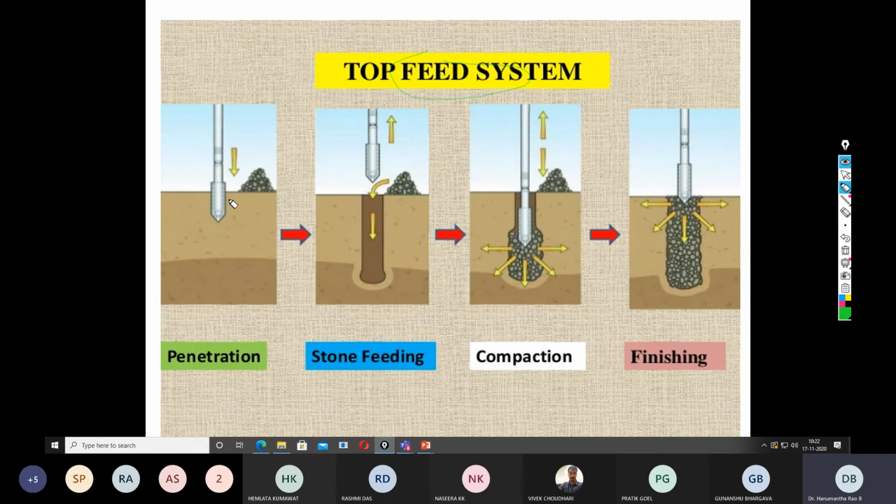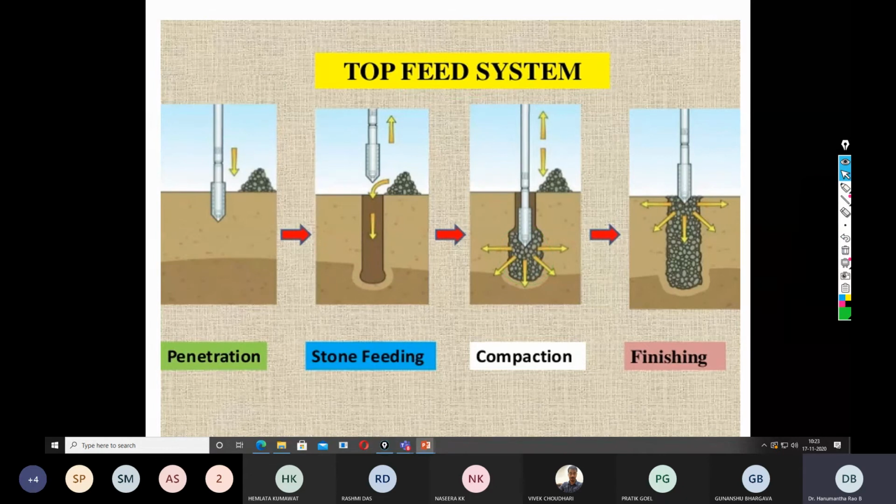First we drive the probe up to the desired depth, and we keep on pouring the backfill material from the top. First to the bottom, and again compact it. Because of the compaction, the granular material is pushed in the lateral direction, and thereby it creates a kind of column, that is called a stone column. So this is called a top feed system.